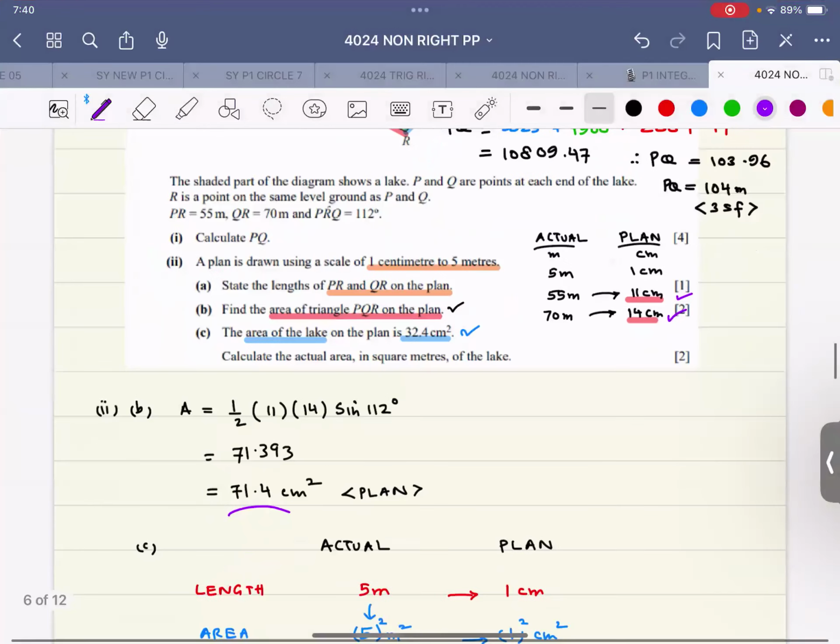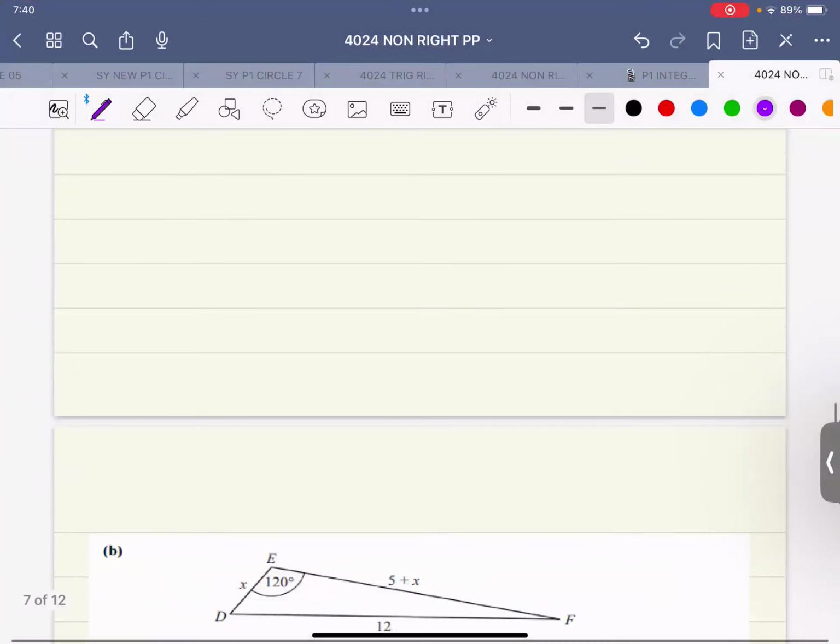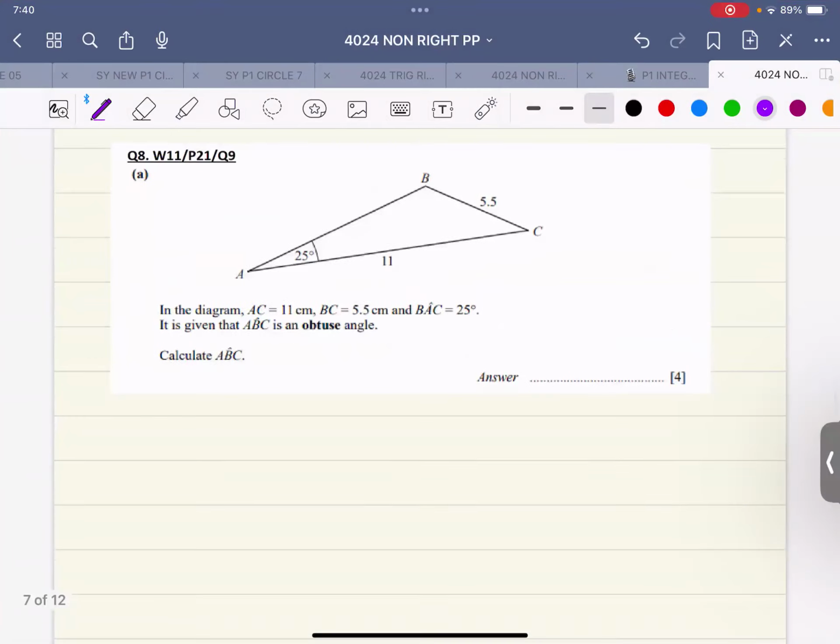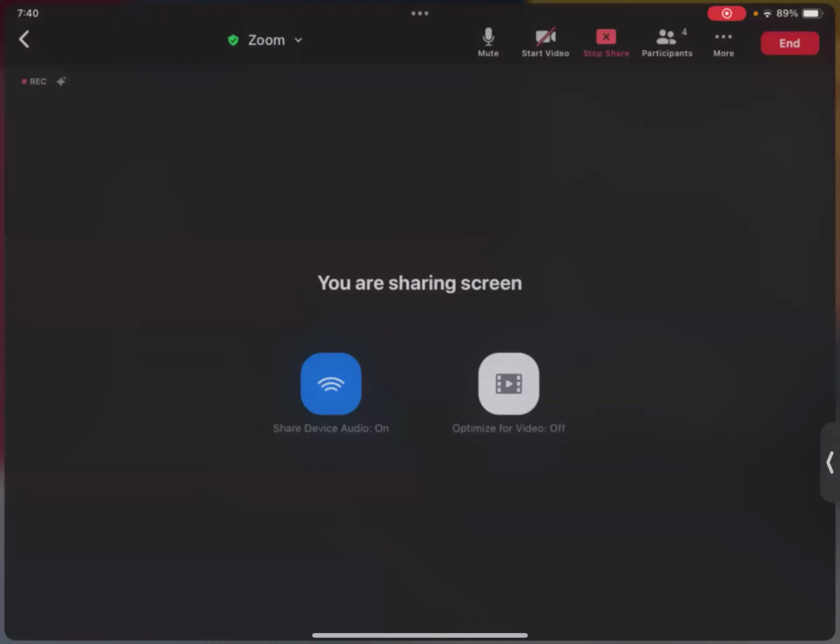Now I would like you to solve this question, again sending you the image on WhatsApp. Till then, I'm just pausing the recording.